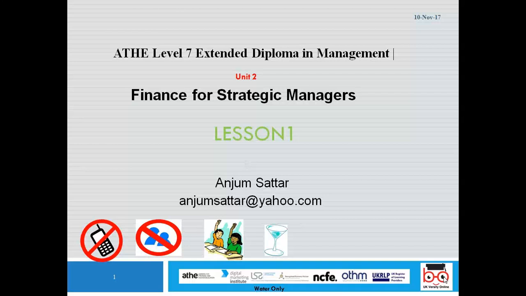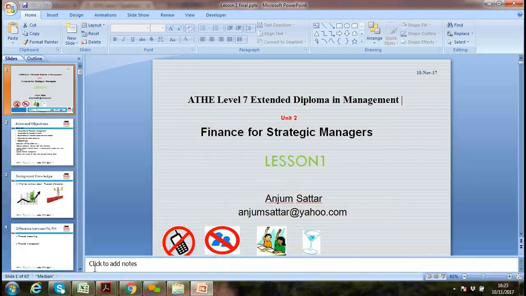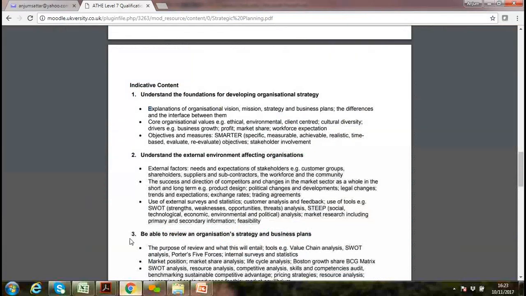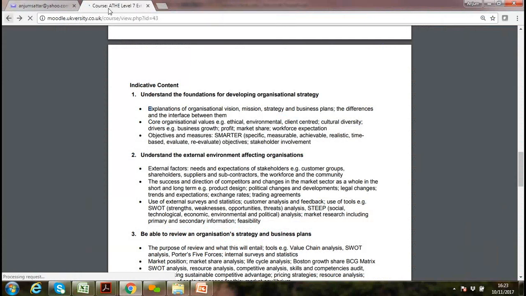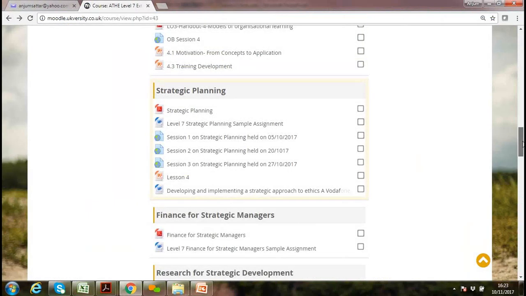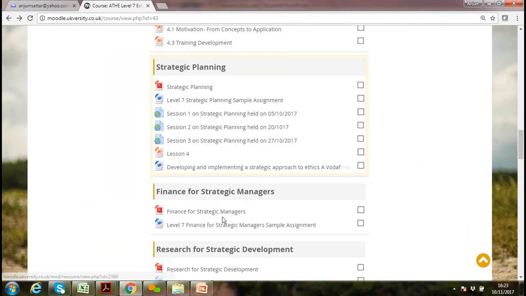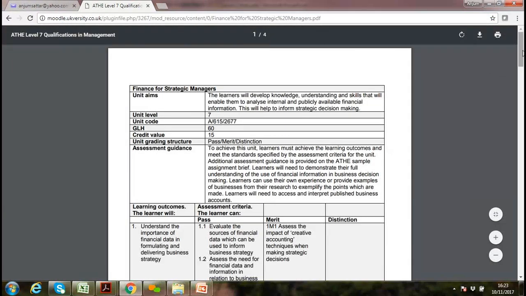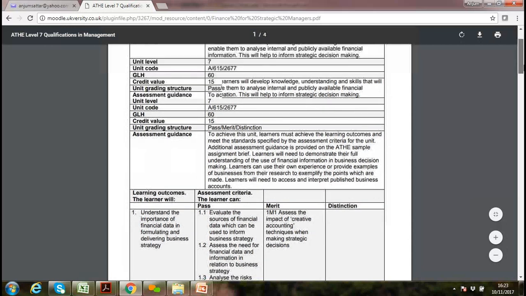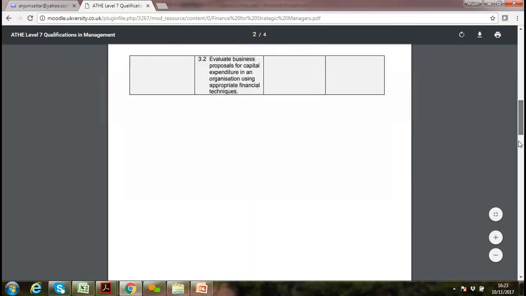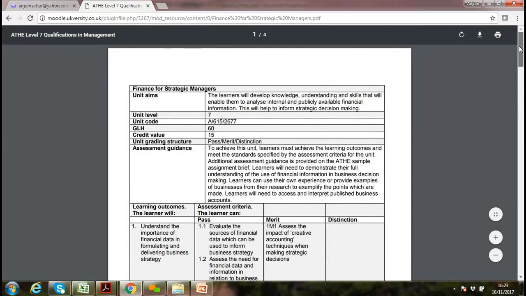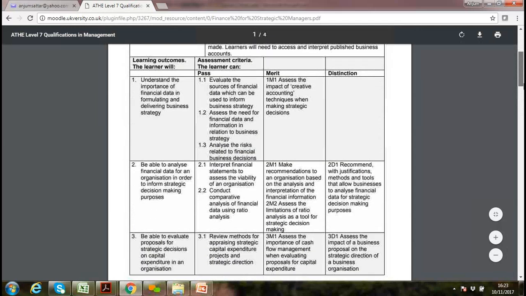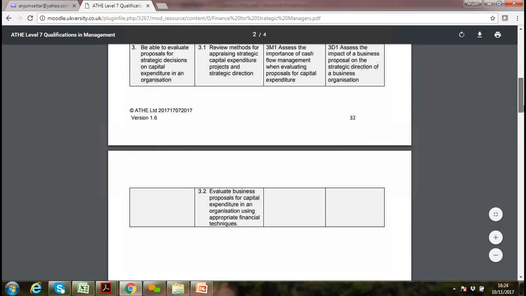Okay, so we'll move to our lesson today. Welcome. Today we are going to start a new unit. Which unit? Finance, which manages. That's the unit we are going to start. This subject, finance, has three major learning outcomes.